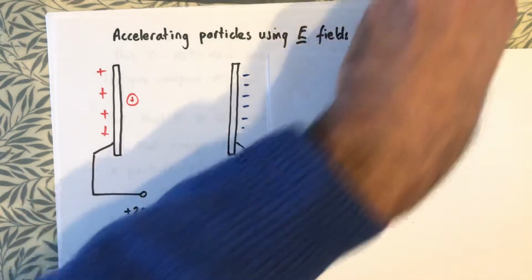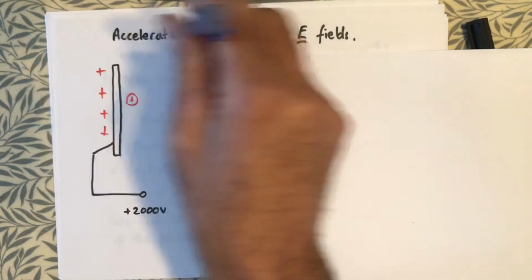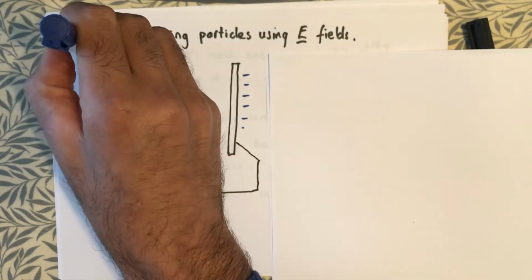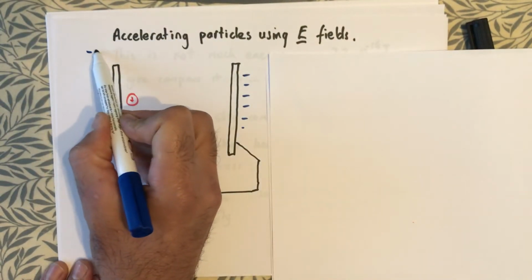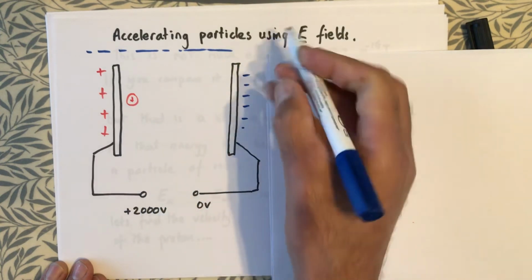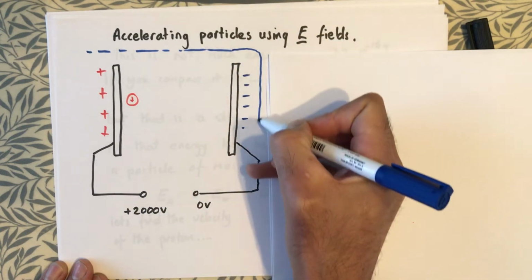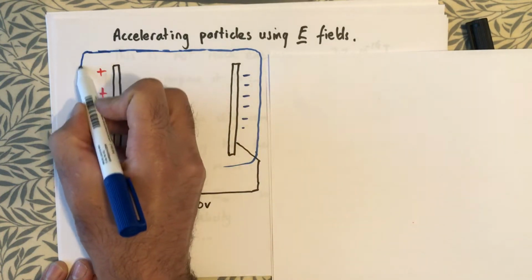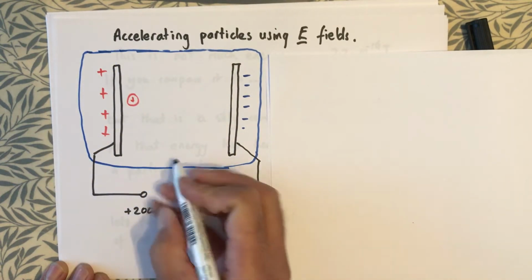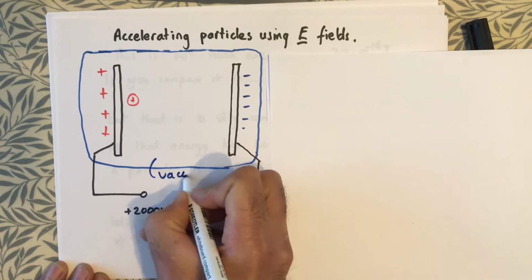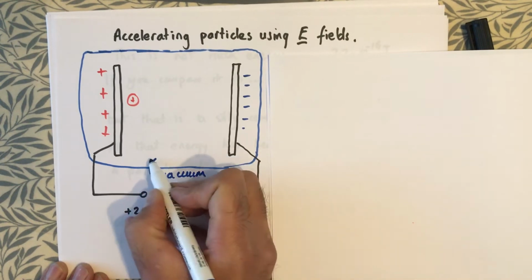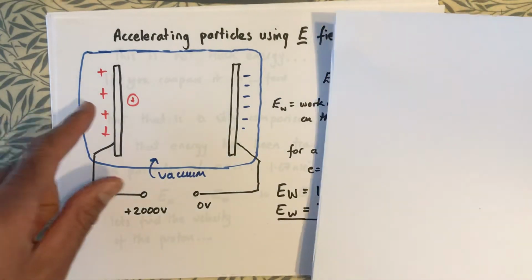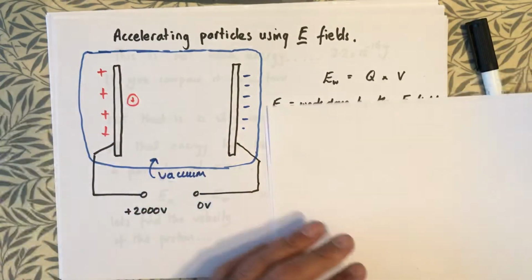Now, for the purposes of this experiment, I've got to do this inside the huge sort of glass light bulb effect so that I can actually keep out all other air particles. So this has to be in a vacuum. I don't want to forget that this has got to be in a super low pressure place where there's not going to be anything for this proton to bump into. So it can then fly across and it's going to gain energy.